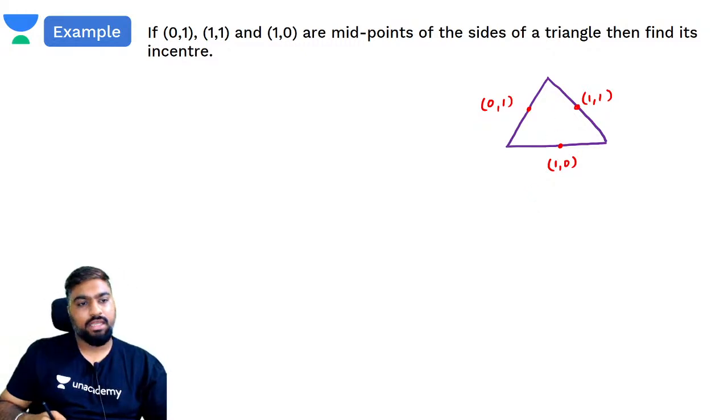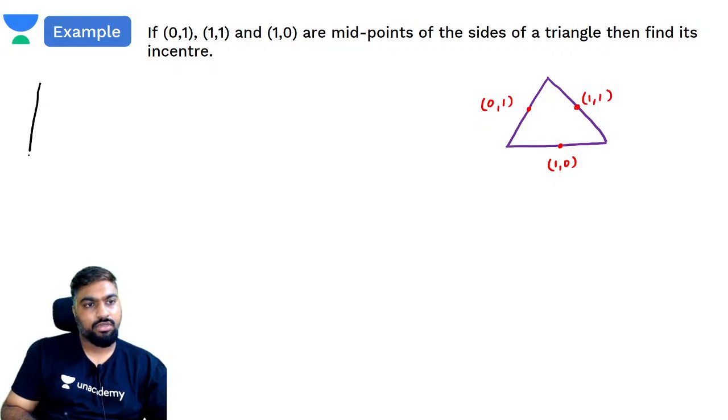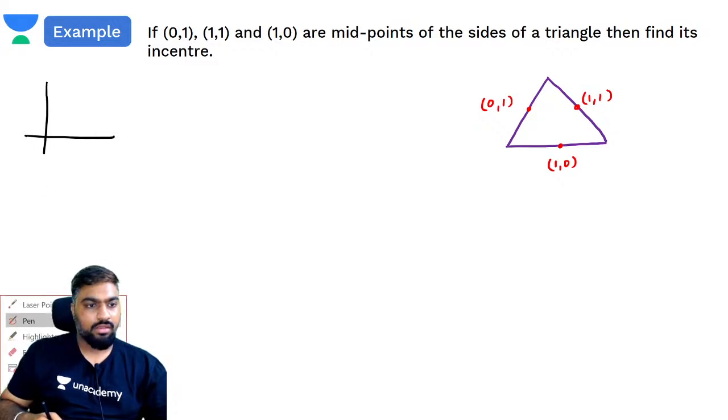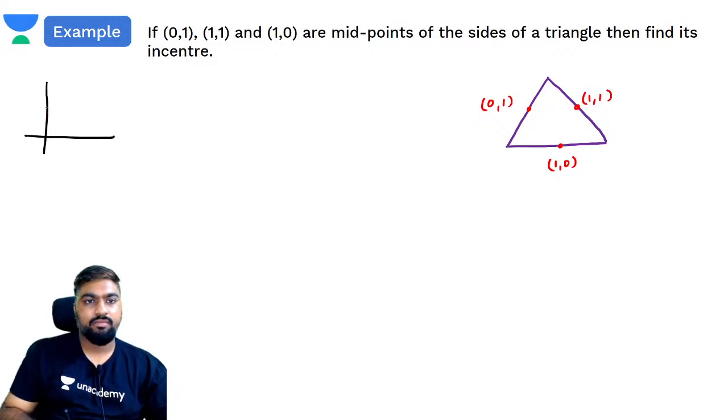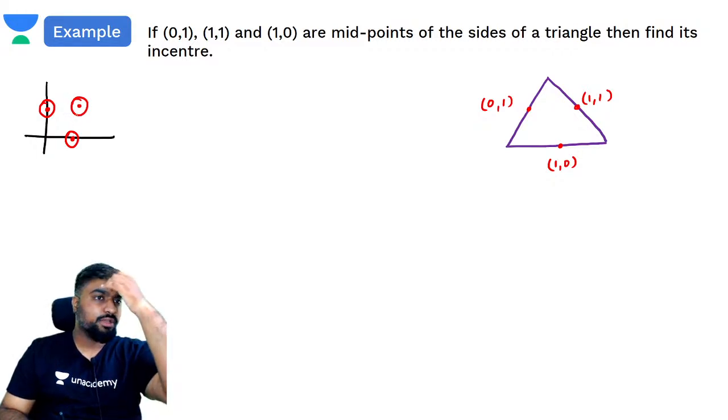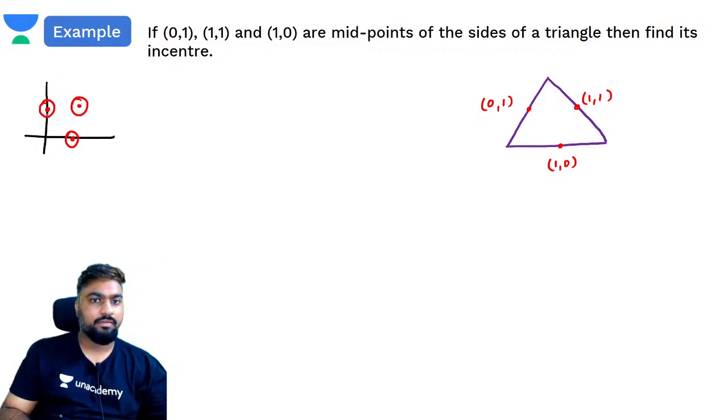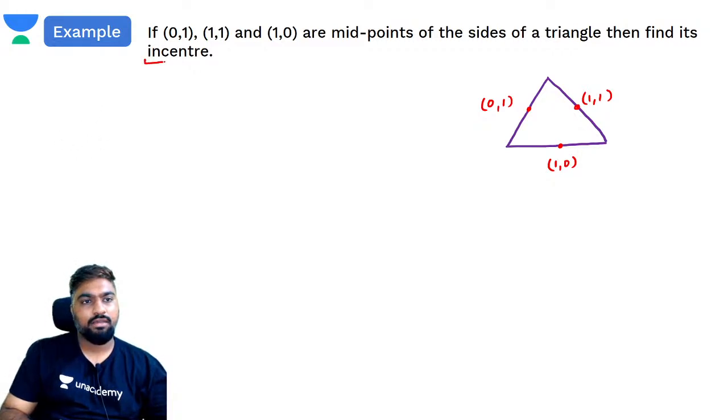You can try this using graph also actually. एक ग्राफ बना के भी कर सकते हो, it'll make more sense to you. तो अगर ये आपका ग्राफ है, your 0, 1 will lie somewhere here. 0, 1 is here, 1, 0 is here, and 1, 1 is here. These are actually the midpoints of the sides. अब हमें to find in center what do we need?